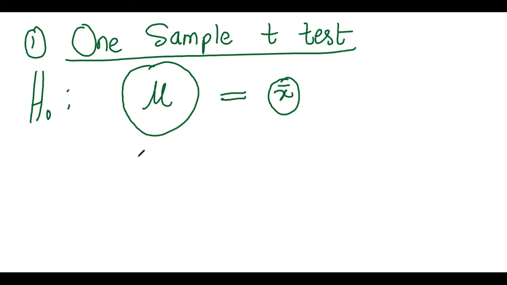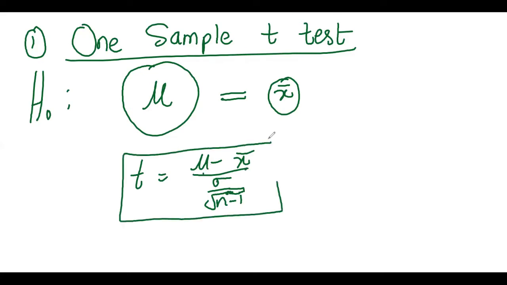We are applying the t-test here, and the formula of this test is like this. Here sigma is the standard deviation of the sample, and n minus 1 relates to the sample size. Mu is the population mean, and x bar is the sample mean.